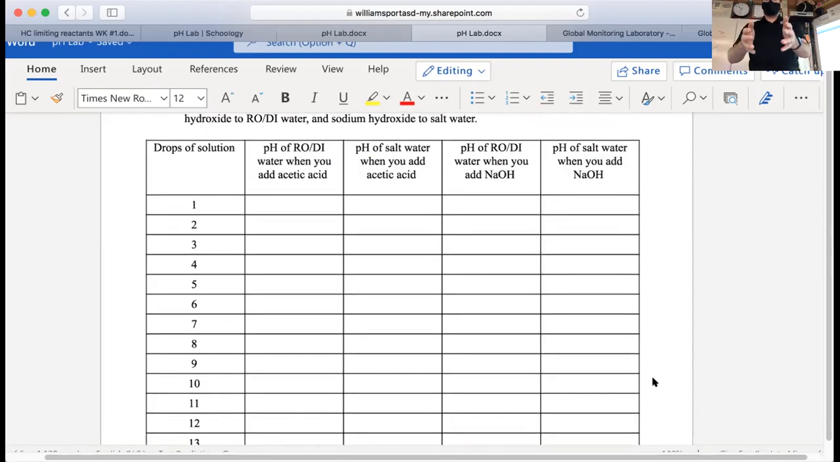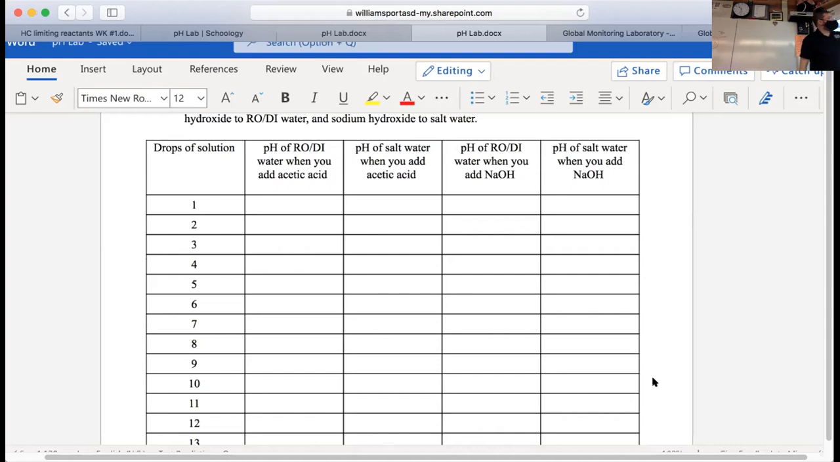Then you're going to repeat the experiment with salt water. Start with a sample of salt water that's from our aquarium system. And when you start adding acetic acid, 1 drop at a time, you'll notice the pH will also change. But what's important is to notice for which of the two kinds of solutions, pure water or salt water, does the pH change more.